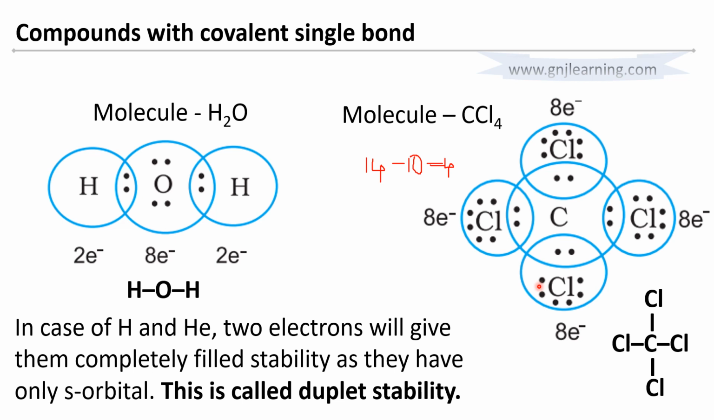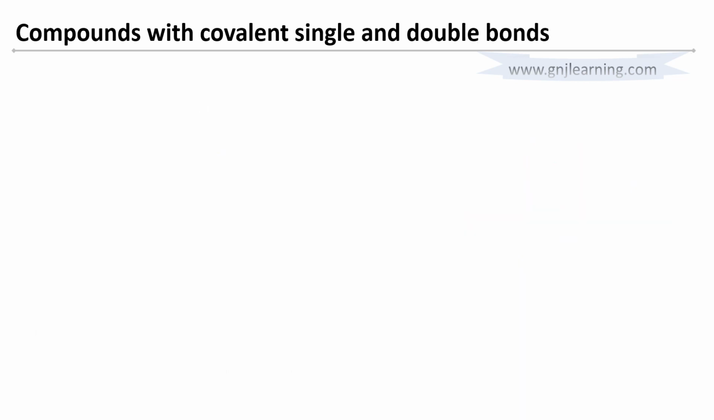Clear? So if we look into lone pair and bond pair, carbon has 4 bond pair but no lone pair, whereas each chlorine has 1 bond pair and 3 lone pair. Clear? Now next, compounds with single and double bonds. So covalent compounds that have both single and double bonds.